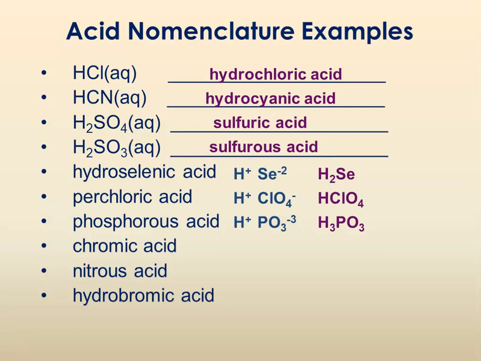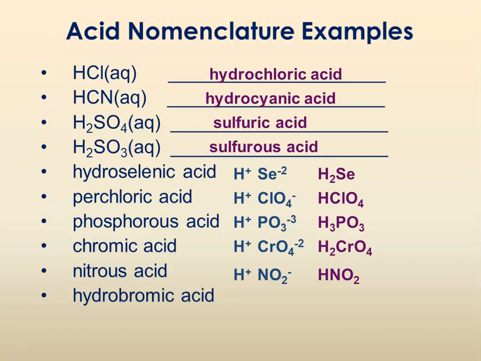Chromic is coming from an -ate because there's no hydro. We know it's a polyatomic. Chromate is CrO4 2-. So we're going to need to balance out charges, and our new formula would be H2CrO4. Nitrous, again, is coming from an -ite polyatomic, which would be nitrite. That happens to be NO2-. Those two balance out charge-wise, so we get HNO2 for our formula.